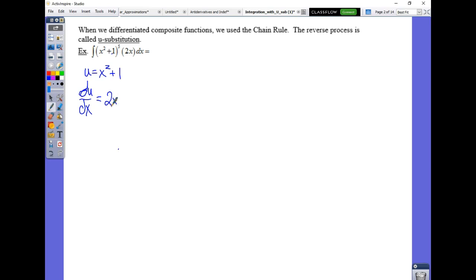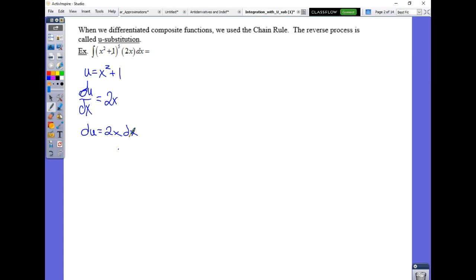There's going to be two ways to attack this problem. I'm going to do it a slightly different way than I usually do it first, and then we'll move on from there. So this is du over dx. One of the things I can do is take this dx and multiply this term out. So I can call this du is equal to 2x dx.